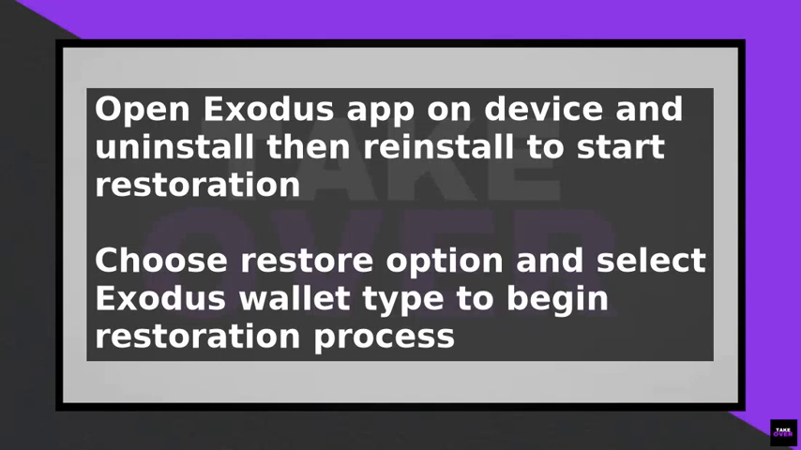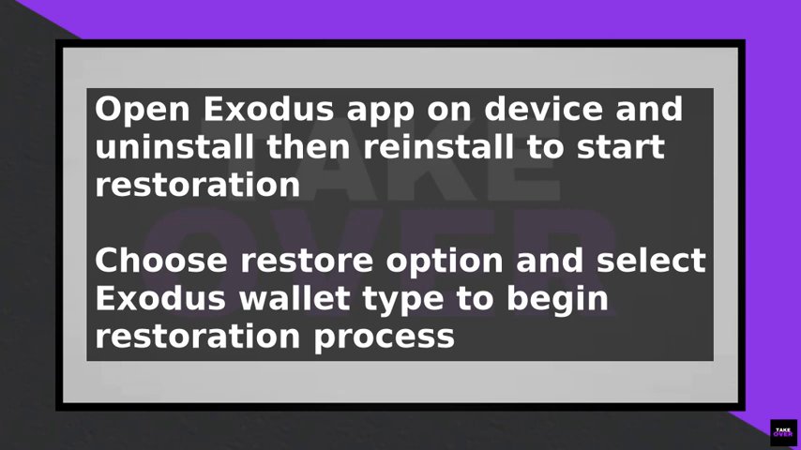To restore your Exodus wallet on mobile, start by opening the Exodus app on your device. If you have previously installed Exodus, uninstall and then reinstall the app to begin the restoration process. Once the app is open, you will be prompted to create a new wallet or restore an existing one. Choose the Restore option and then select the type of wallet you want to restore.